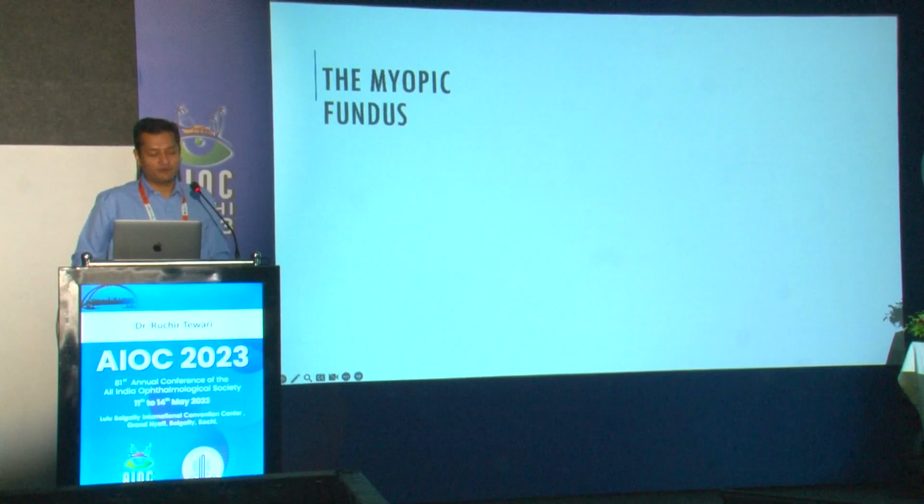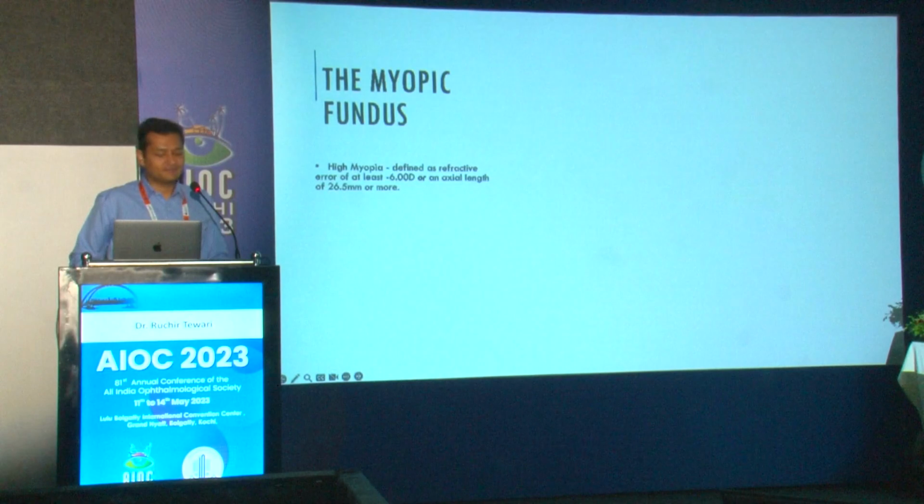So when we talk about the myopic fundus, high myopia has characteristically been defined as a refractive error of 6 diopter or more with an axial length of 26.5 millimeter or more. However, these eyes do not show the characteristic pathological myopia changes.